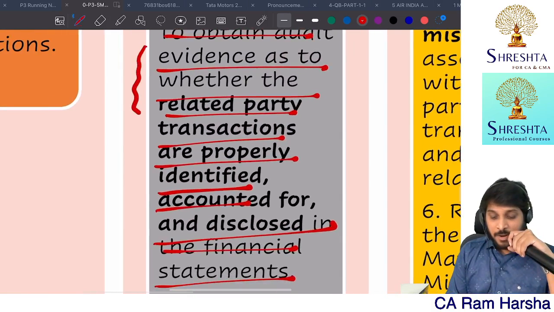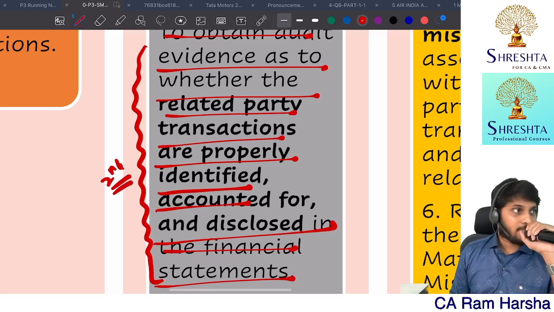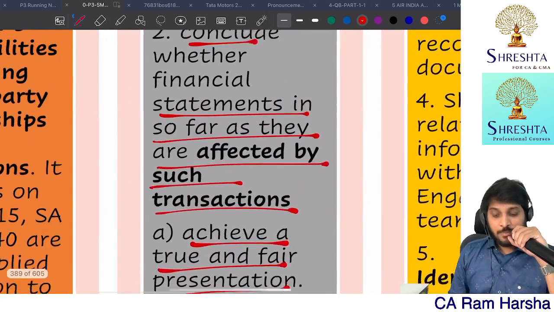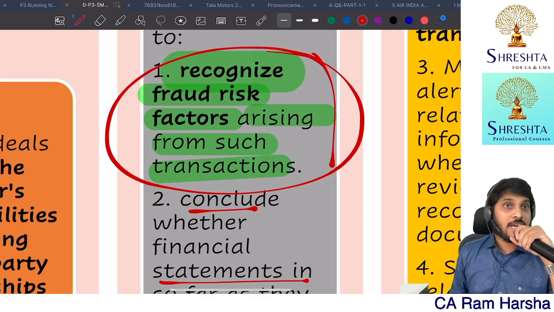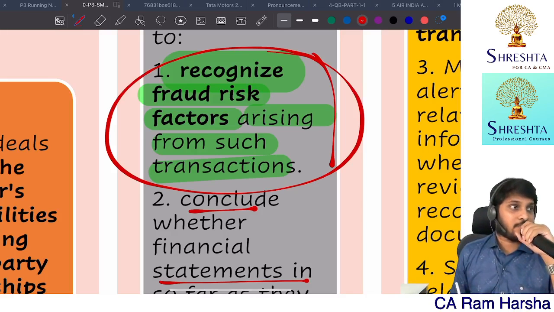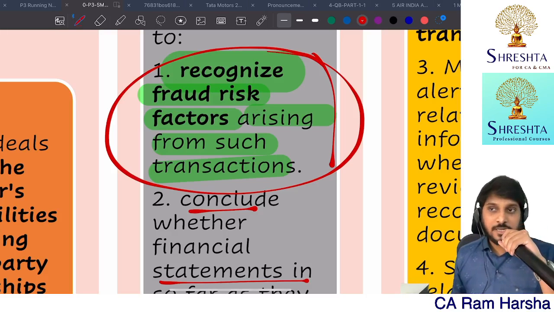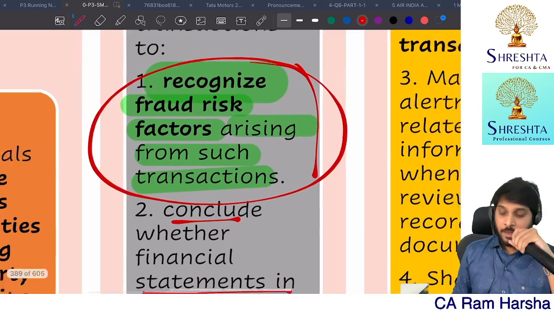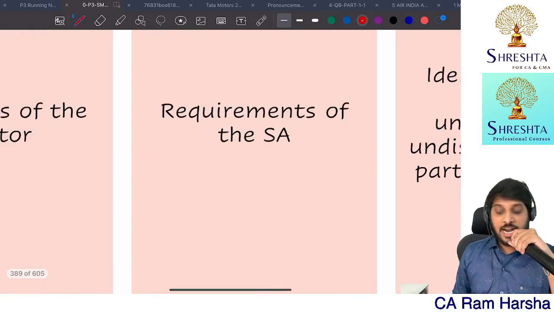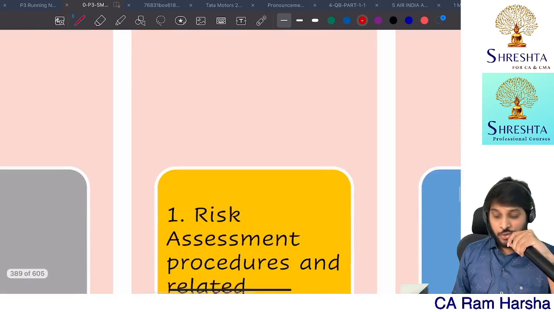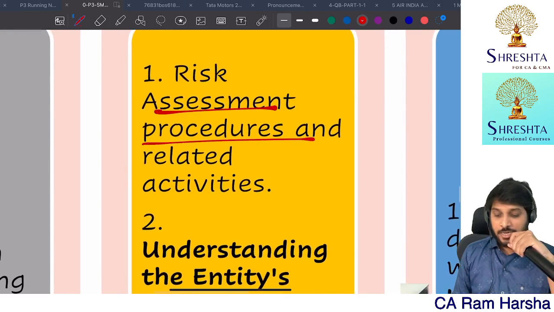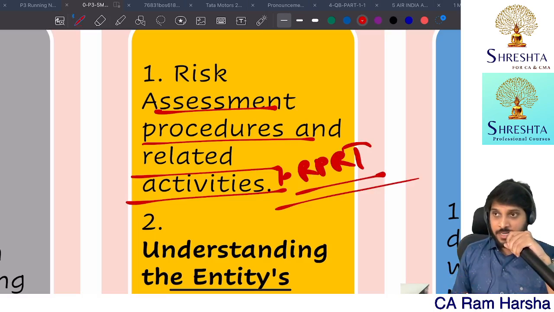So whether related party transactions are accounted and disclosed is a secondary objective in the standard. That is not the primary objective. The primary objective in the standard is to recognize fraud risk factors based on the related party transactions and relationships. Related party relationships and transactions. That is the actual wording they use. Now you see. So what the standard says, what is the requirement of the standard, what they are asking you to do. You have to do risk assessment procedures related to related party relationships and transactions.